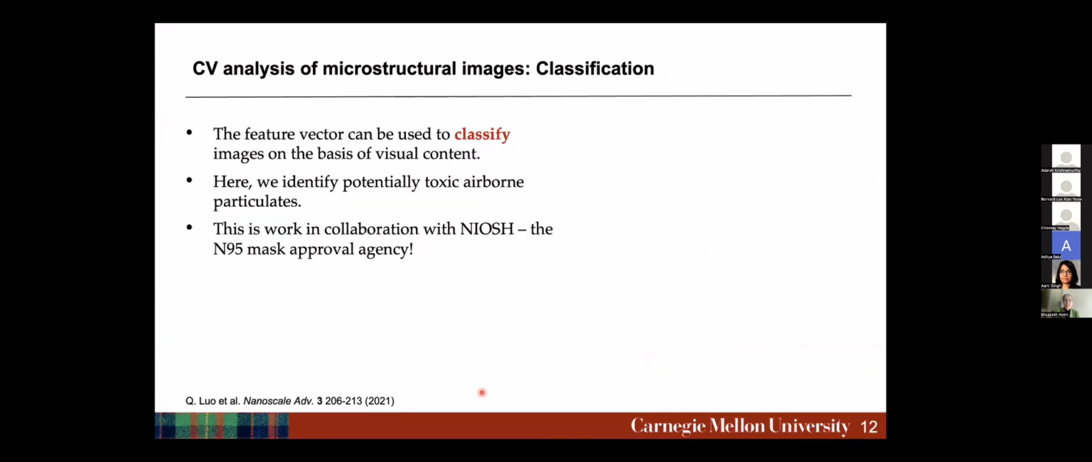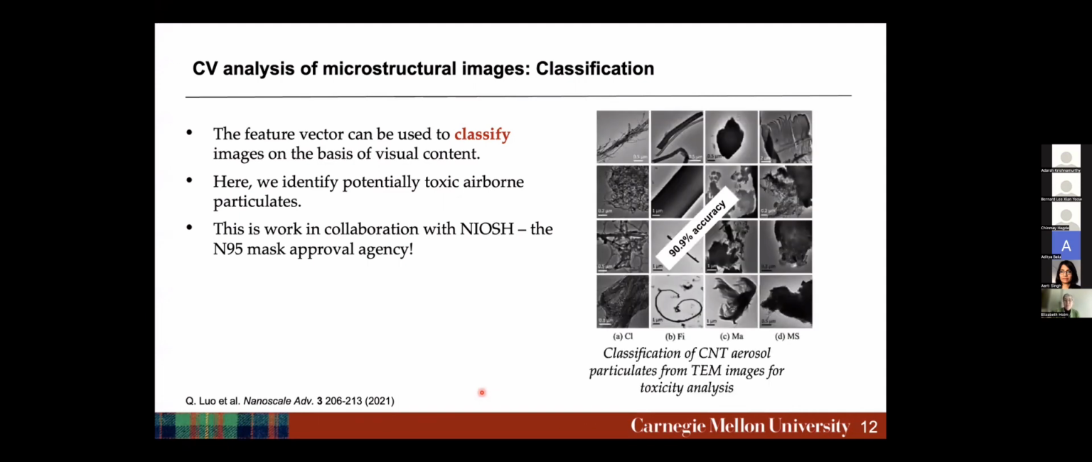Here's another one, classification. So we know the feature vector can be used to classify images based on their visual content. That's the classical CNN application. Here's an example where we take a database of TEM images, transmission electron microscopy images of particulates. These are potentially toxic airborne particulates. They contain carbon nanotube particles. So they're sharp to your lungs. You don't want to breathe them.